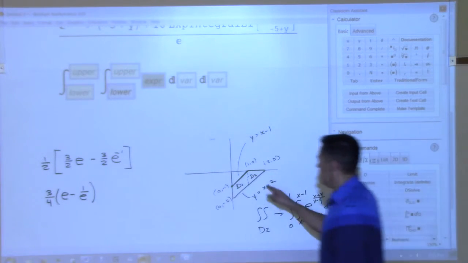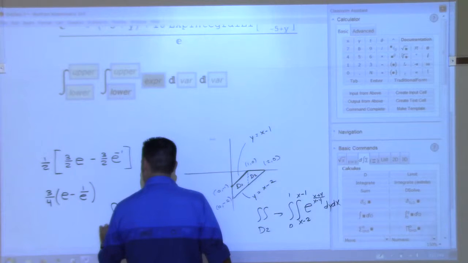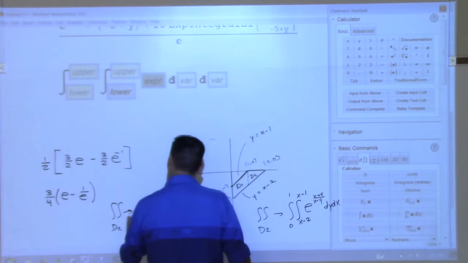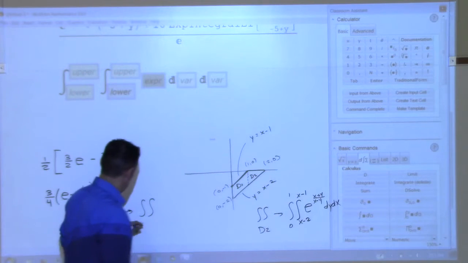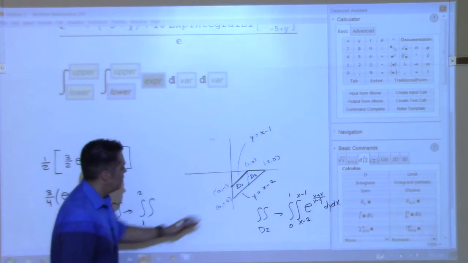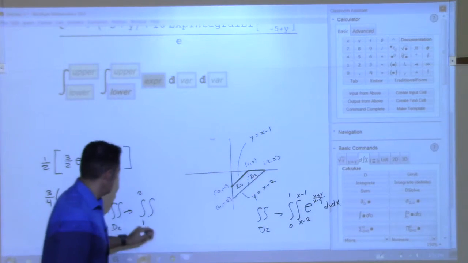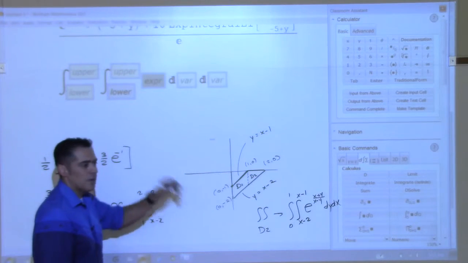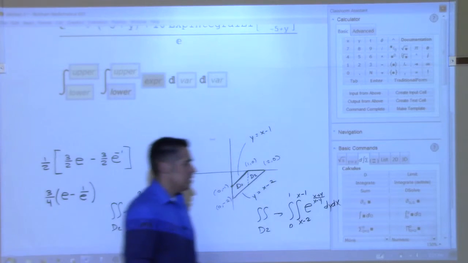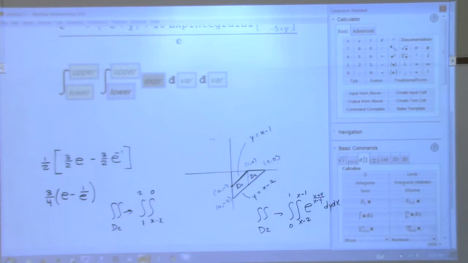And then when I do it on D2, what's the integral for D2? So I go from 1 to 2. And then what's the bottom function? X minus 2. And what's the top function? 0, and then I'm going to integrate the same thing. I'm going to do both of those integrals on the computer and see what I get.